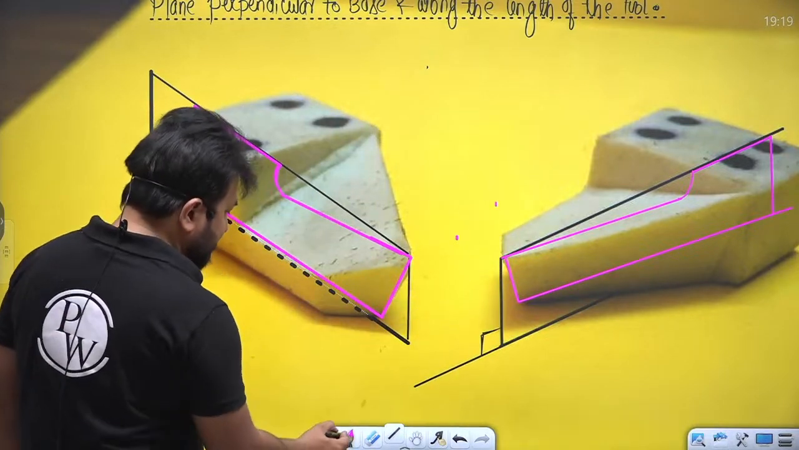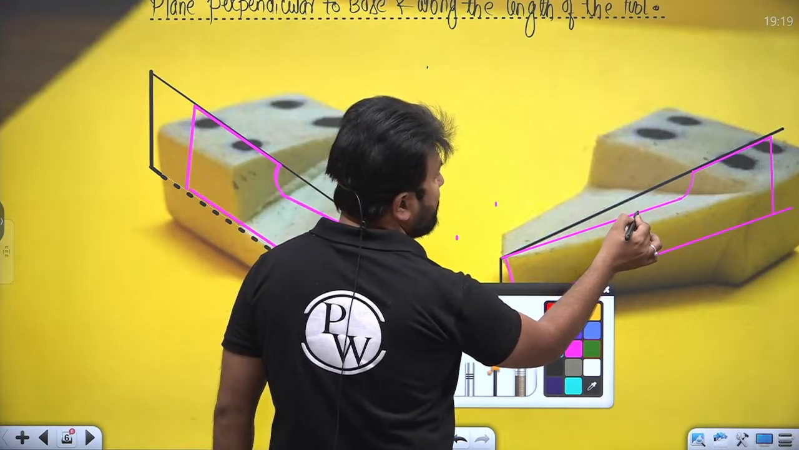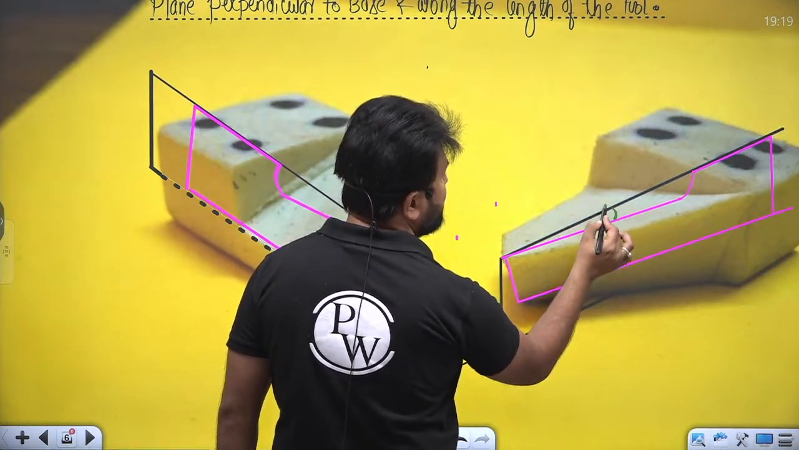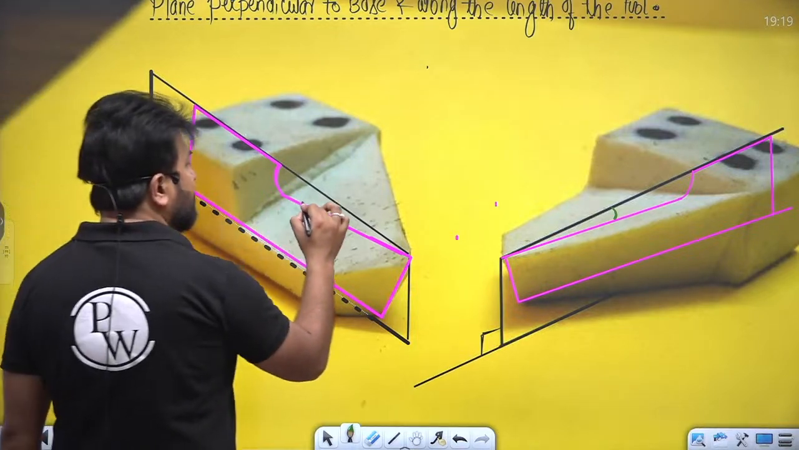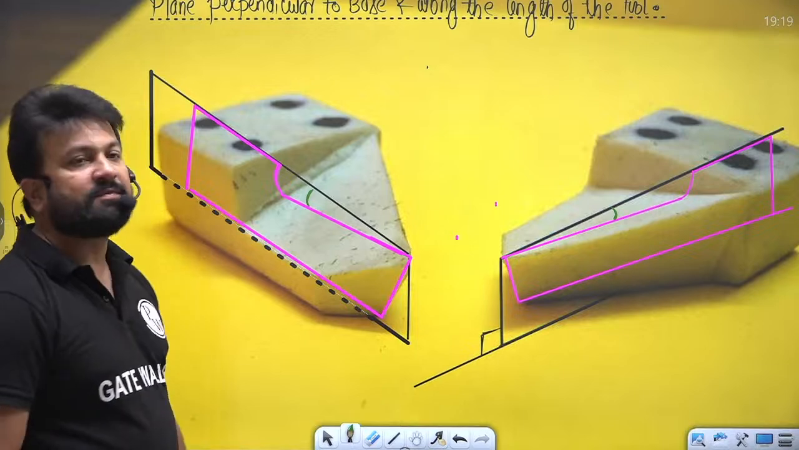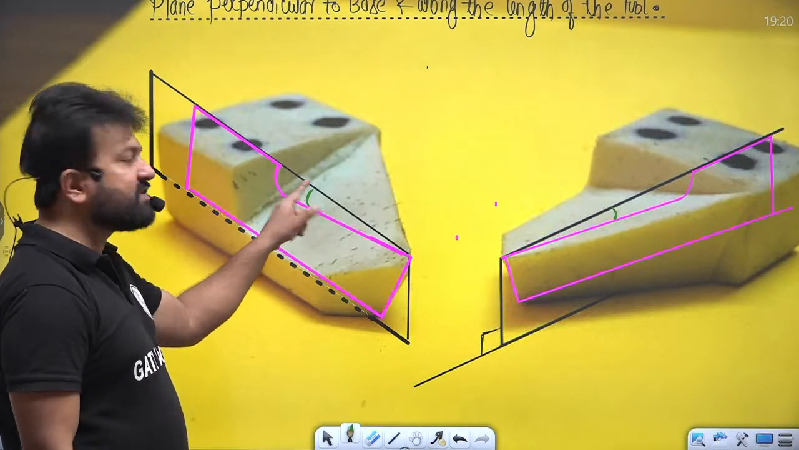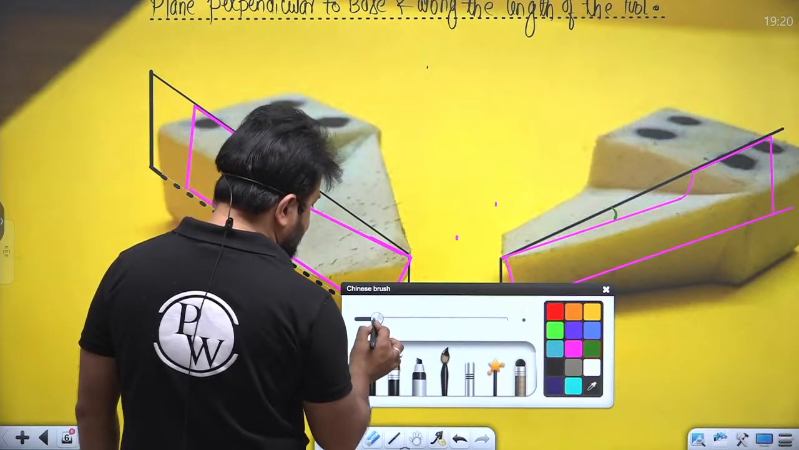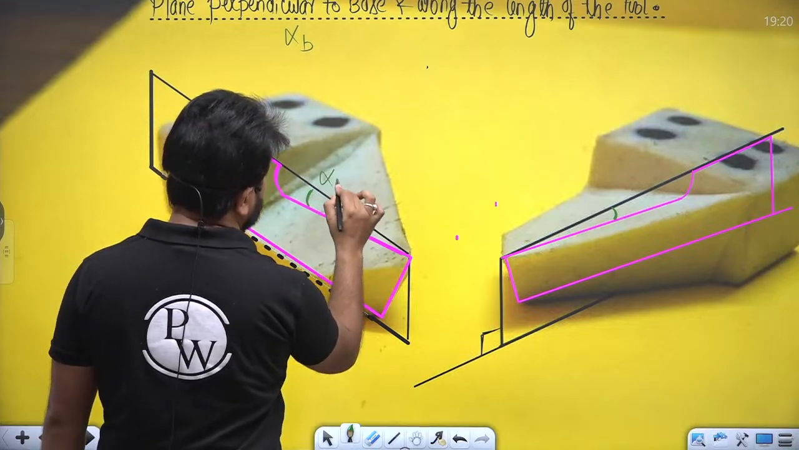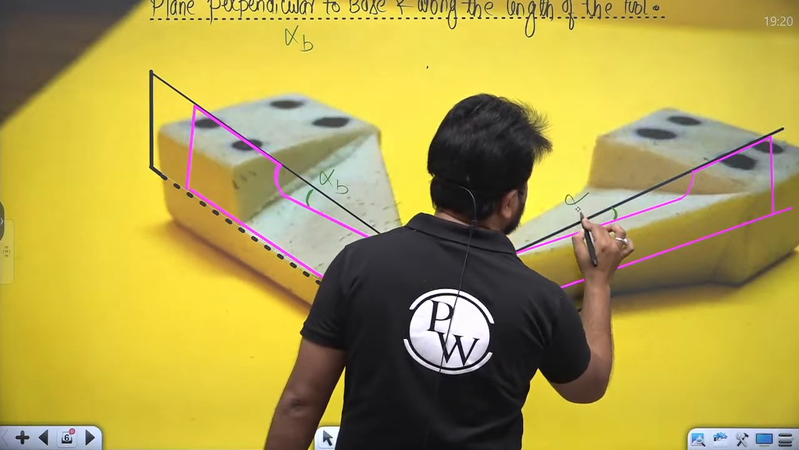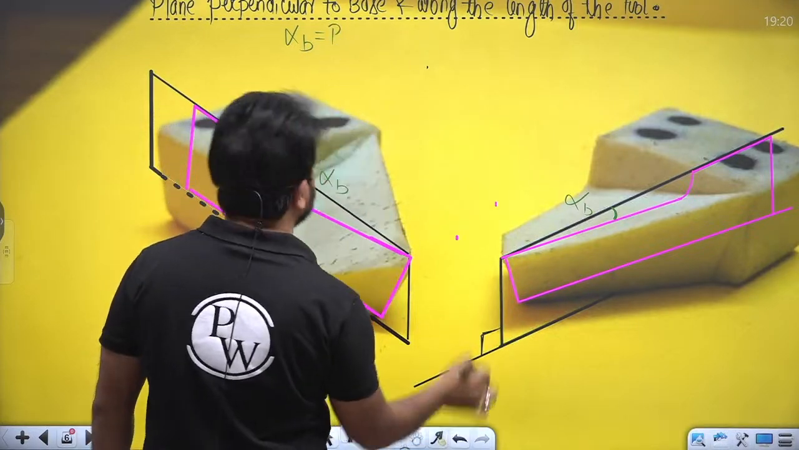Now, in this plane, take the inclination of the rake surface. Is that clear? The inclination of rake surface in this plane is known as alpha b. That is nothing. It is alpha b. Alpha b is nothing, it is the back rake angle.